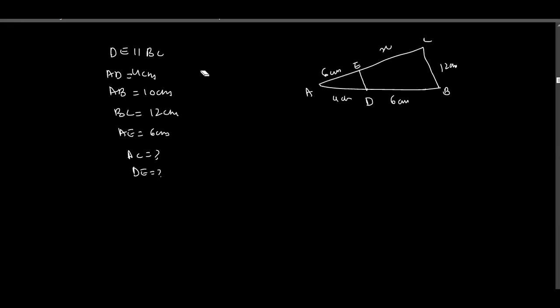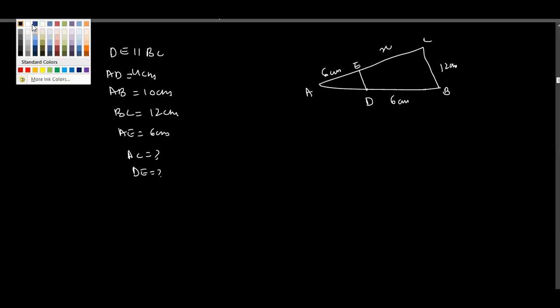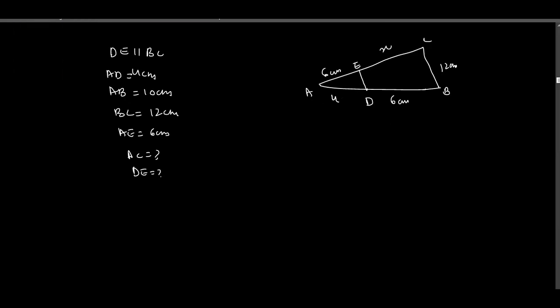Okay. And it is being given to you in the question that this is 4 centimeter. This one is 10 centimeter. AB whole is 10 centimeter. BC is equal to 12 centimeter. AE is equal to 6 centimeter. Okay, then find out the value of AC and DE.